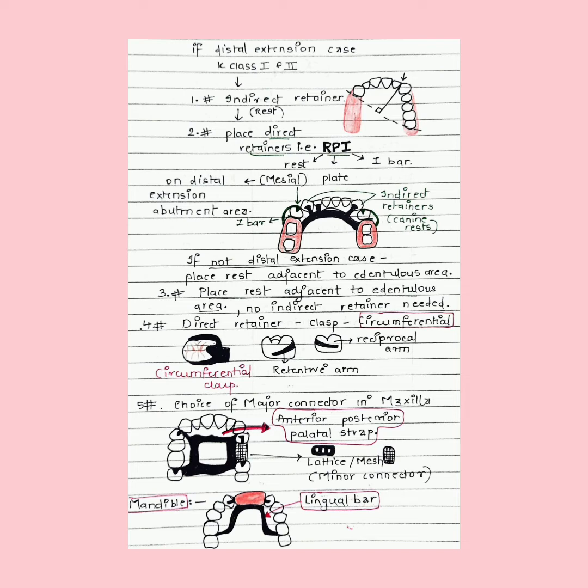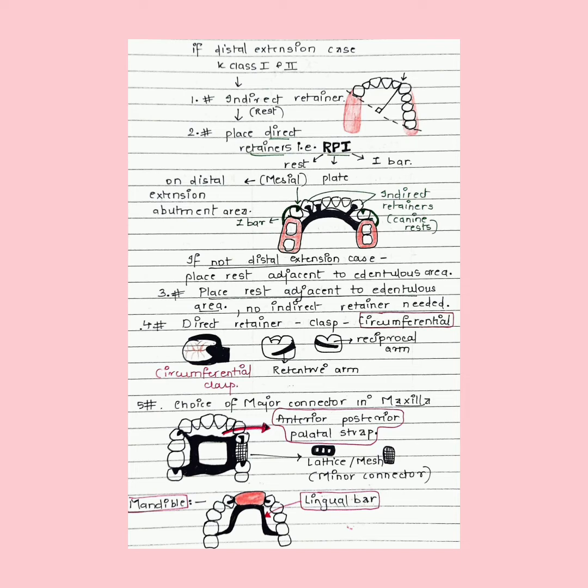But to make this simpler to understand, I created these 5 design principles, and these are: if you get a distal extension case, that is Kennedy's class 1 and 2, that means you need indirect retainer. So first thing, you are going to locate the location of indirect retainer. And how do we do that? We already discussed this in my video. You draw a fulcrum line along the most posterior abutment teeth, and perpendicular to that fulcrum line gives you the location of indirect retainer, that is rest. There are many forms of indirect retainer, but you will only use rest.